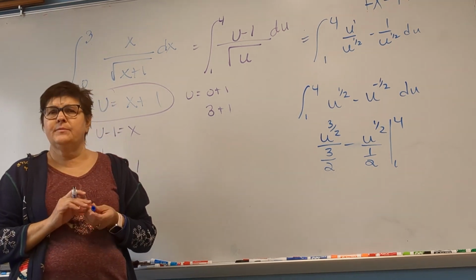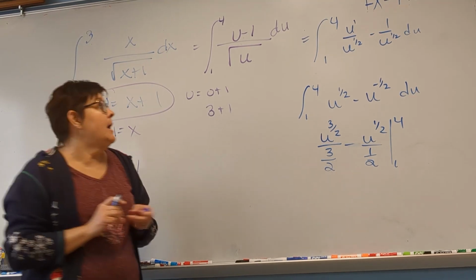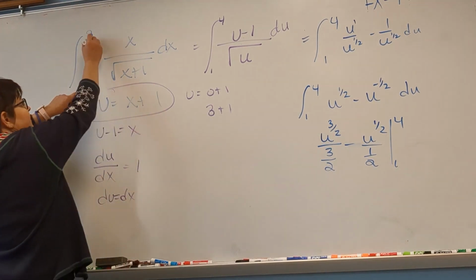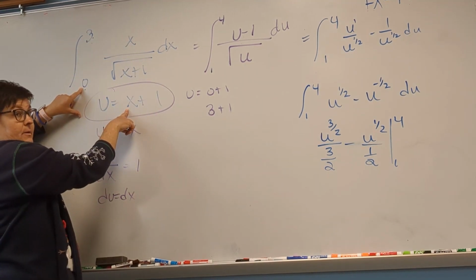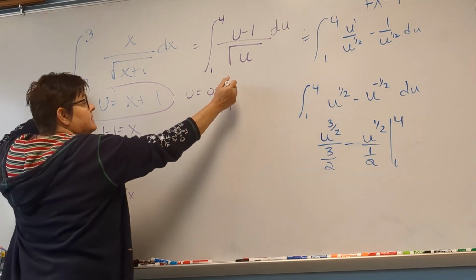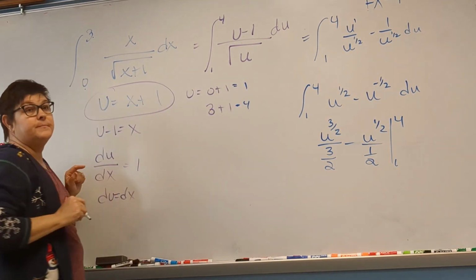How do we feel about this so far? Yes. How'd you get 4 to 1? It used to be 0 and 3, when x is 0 and x is 3. So if I plug in x is 0, I get a 1. And when I plug in x is 3, I get a 4. Okay.